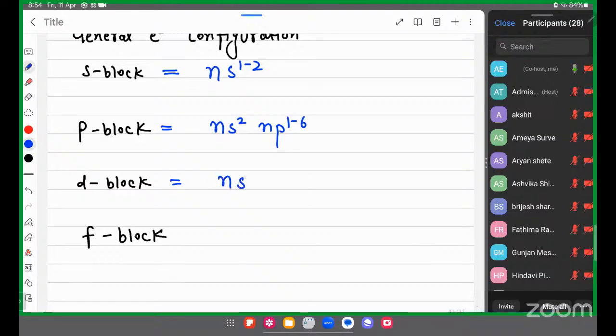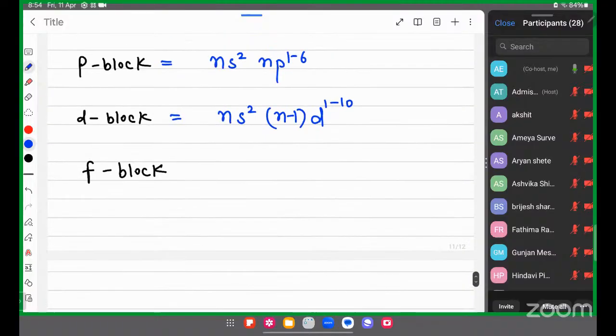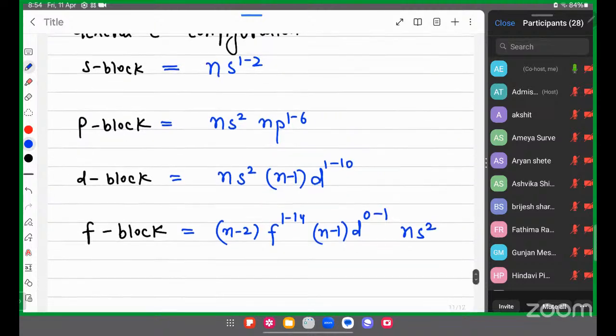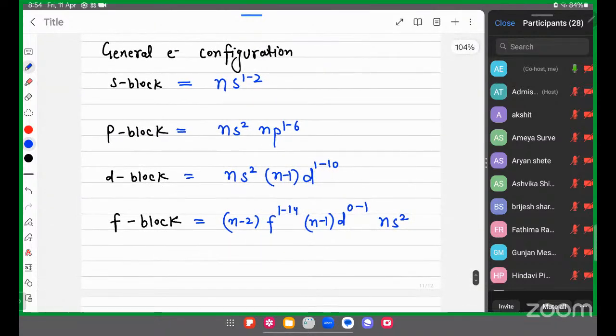We have ns2, (n-1)d1 to 10. For F block, we have ns2, (n-2)f1 to 14, (n-1)d0 to 1, and ns2. This is the general electronic configuration for S block, P block, and D and F block.